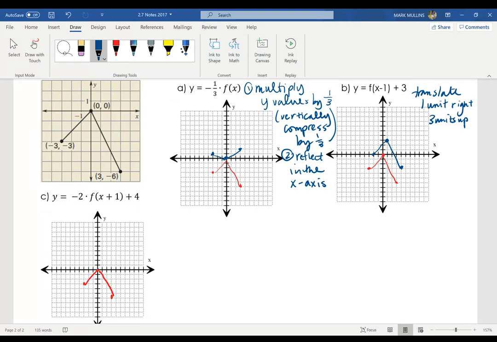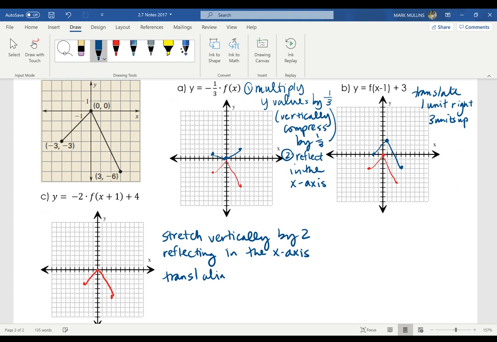So on this one, I know I'm going to be stretching vertically by 2. I am going to be reflecting in the x-axis. And then I'm going to be translating. So I have 3 steps. Remember, I told you we had to do the stretching or shrinking first, and then the reflecting, and then the translating. And I'm back to numbering my steps again because there are so many. The last one, I didn't even really worry about it because we just had to do one thing. This one, we have 3 different parts.